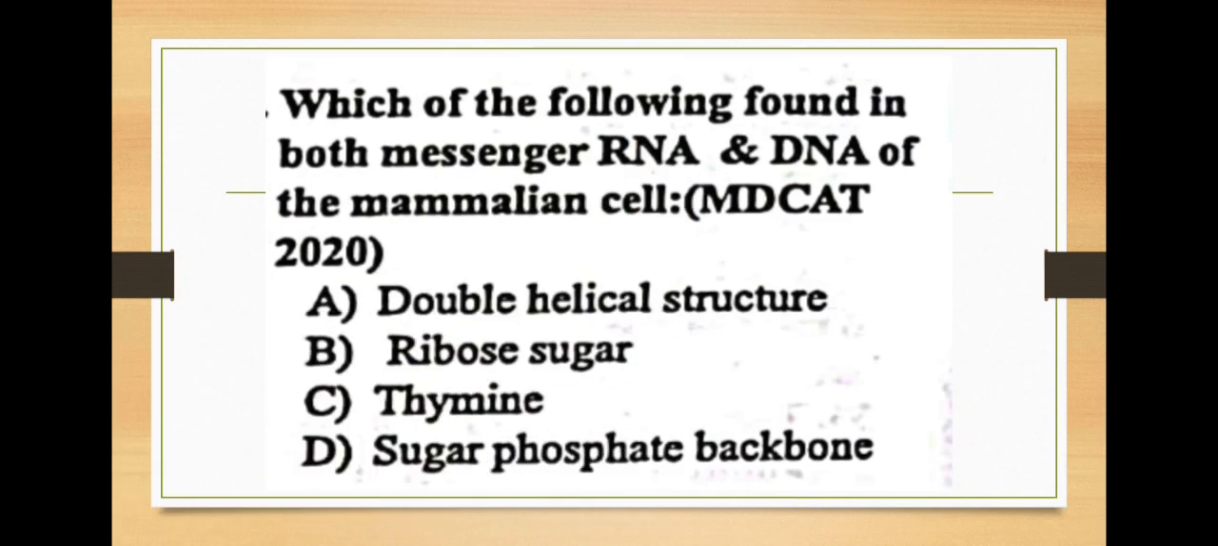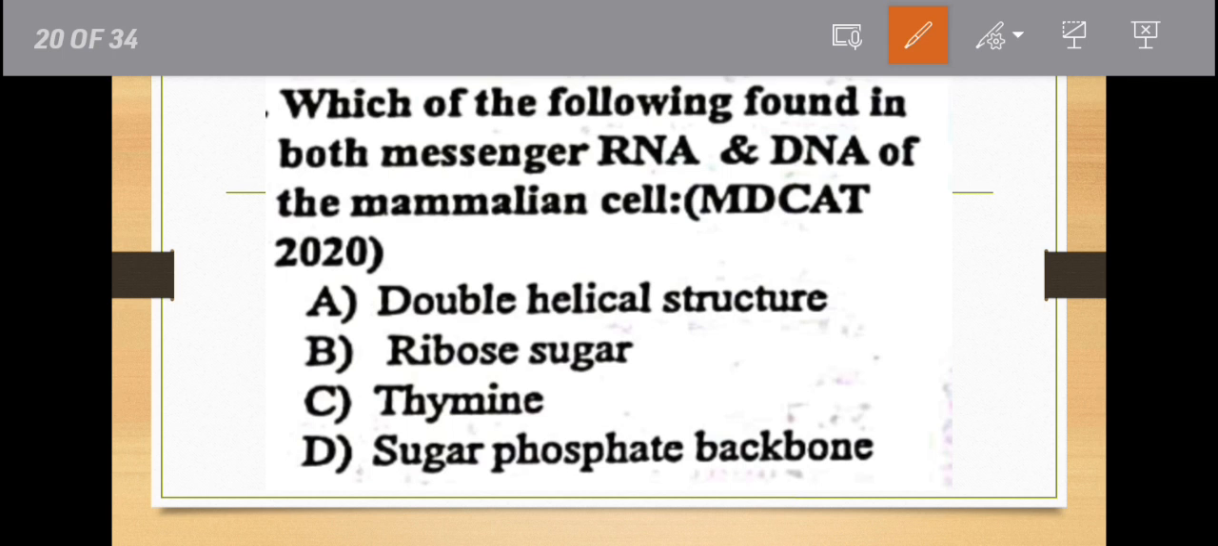Which of the following found in both messenger RNA and DNA of the mammalian cell? MDCAT 2020. A, double helical structure. B, ribose sugar. C, thymine. D, sugar phosphate backbone. Sugar phosphate backbone is present in both DNA and RNA of the mammalian cell.